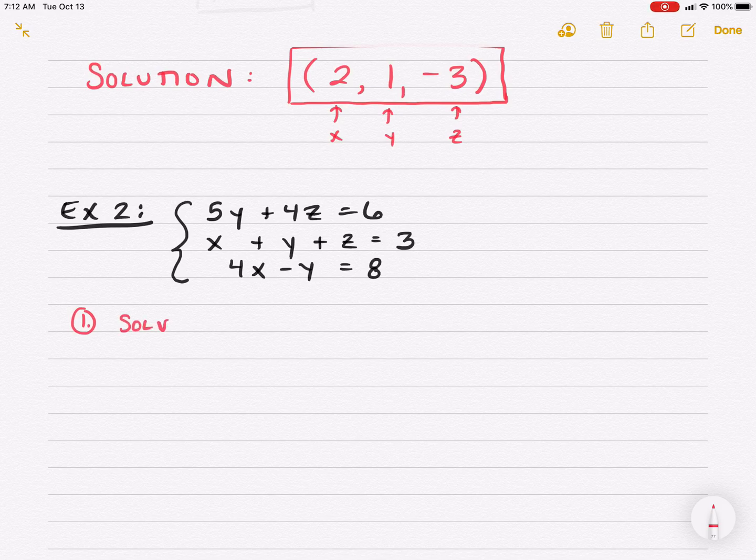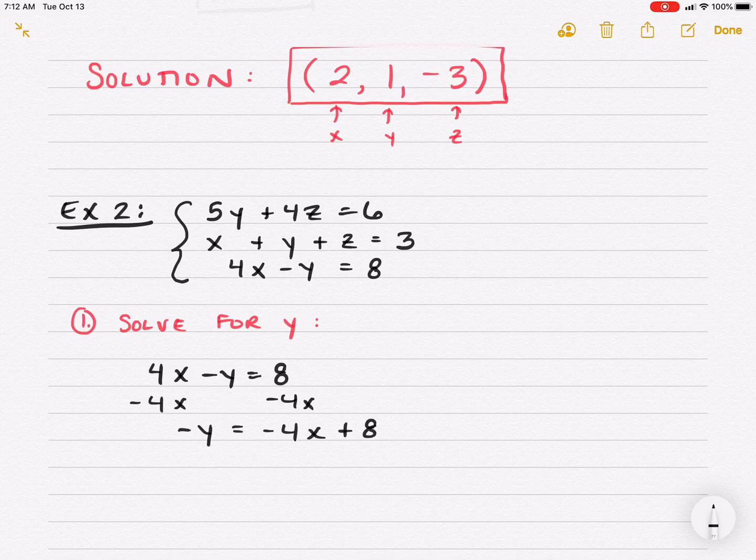And so maybe if we solve for y in this third equation. Now, why did I pick the third equation? Because out of the first and the third, y is the only one that does not have a coefficient other than -1. It's the easiest variable to solve for. And so let's go ahead and get this y by itself. And I get -y equals -4x plus 8. Divide by -1. And we have y equals positive 4x minus 8.